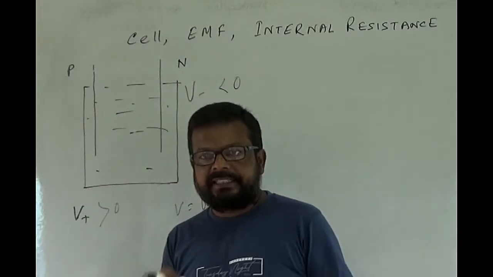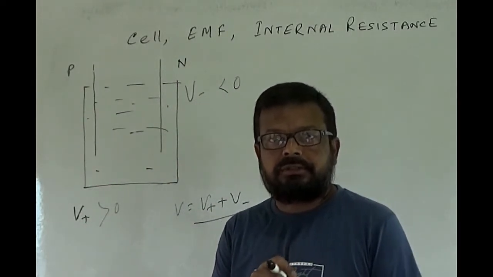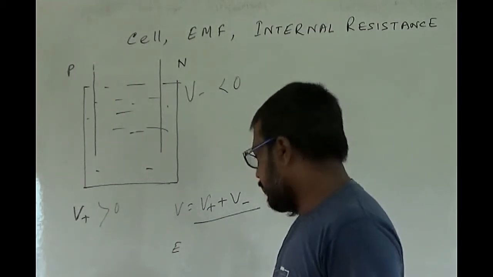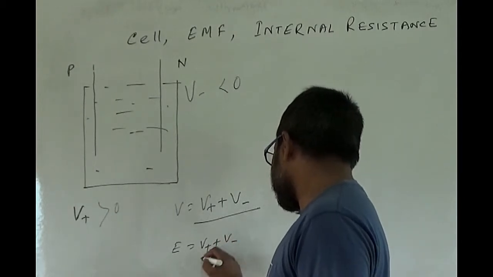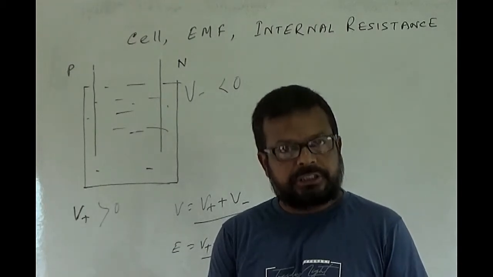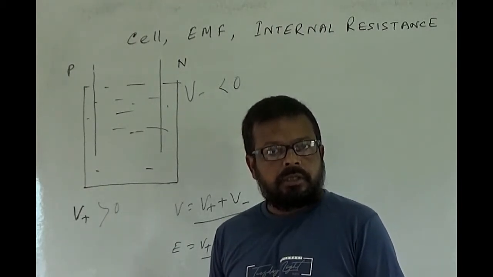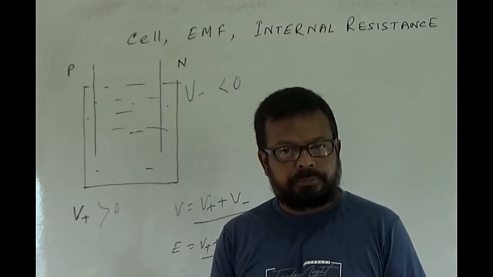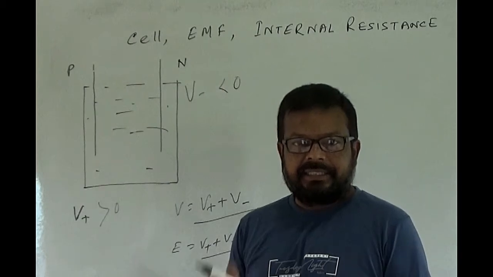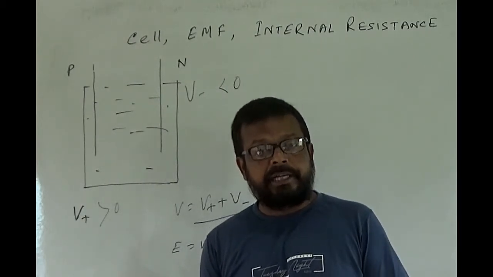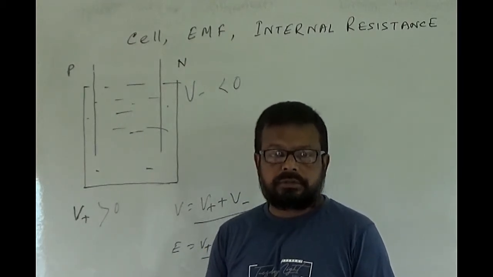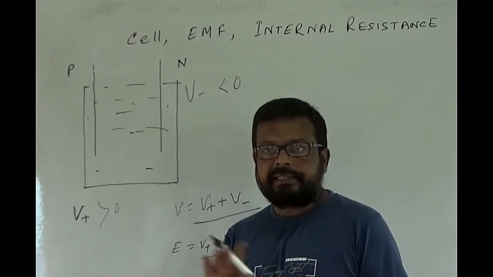This potential difference is called the electromotive force of the cell, which is denoted by E. That means E equals V plus plus V minus. What is V plus? V plus is the potential difference between the positive electrode and the electrolyte, which develops due to the exchange of ions between the positive electrode and the electrolyte. Similarly, V minus is the potential difference between the negative electrode and the electrolyte, which develops due to the exchange of ions between the electrolyte and the negative electrode.